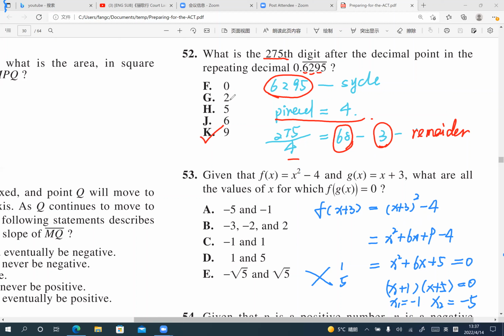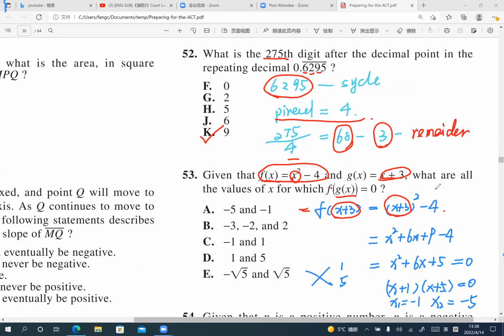Question 53. Given that f of x equals x squared minus 4 and g of x equals x plus 3, what are all the values of x for which f of g of x equals 0? Since g of x equals x plus 3, we substitute x plus 3 for g of x. We get f of g of x equals f of x plus 3. And f of x equals x squared minus 4.